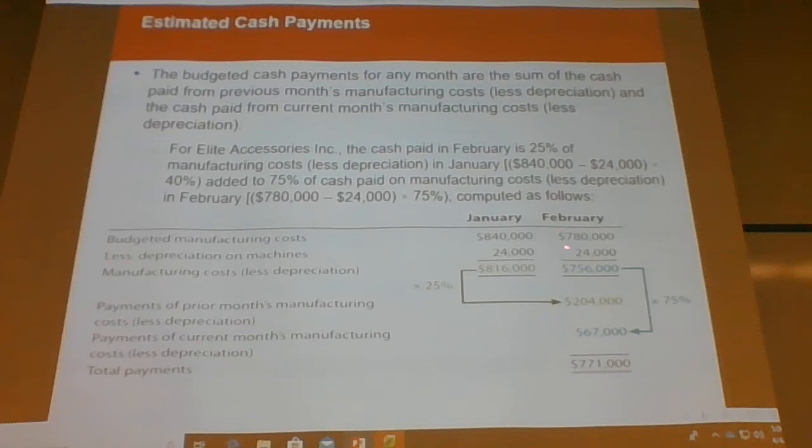We had budgeted costs of $780,000 for February. We do the same thing. We subtract out that $24,000. That gives us $756,000. We multiply it by our 75% that we're going to pay in the current month. That gives us $567,000. We add these two figures together, and we're going to have budgeted cash outflows of $771,000 for the month of February.